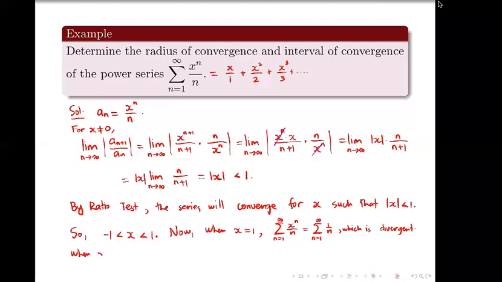When x equals -1, we will have here x to the n over n, n equals 1 up to plus infinity. This time it is your alternating harmonic series. And we've shown that this is convergent.